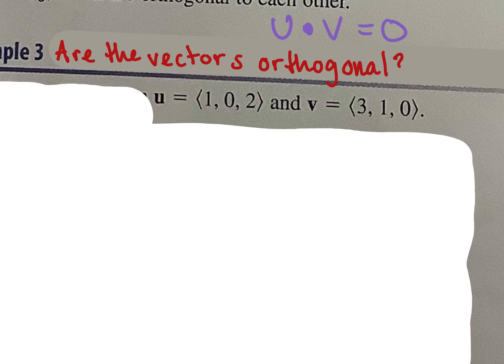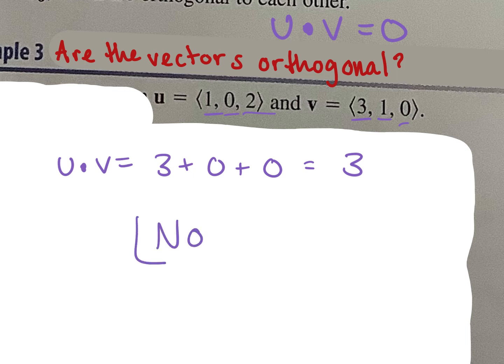So we want to take the dot product of u and v. So how do I find the dot product? First times the first, plus the second times the second, plus the third times the third. So it's 3. So are these vectors orthogonal? Nope. Because they're not perpendicular. Are they parallel?